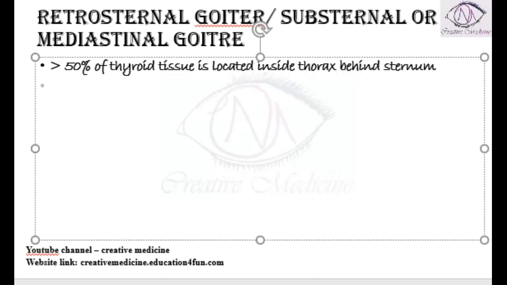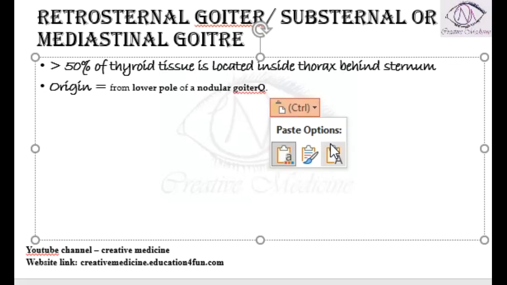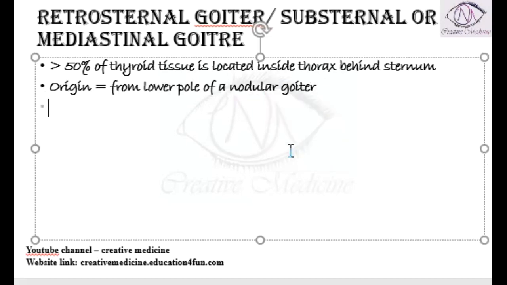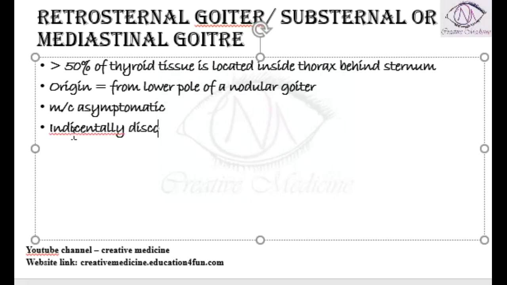Usually, this retrosternal goiter arises from the lower pole of the nodular goiter. Most of the time it is asymptomatic, and it is incidentally discovered on a routine x-ray examination. On routine x-ray, this mediastinal goiter is detected.